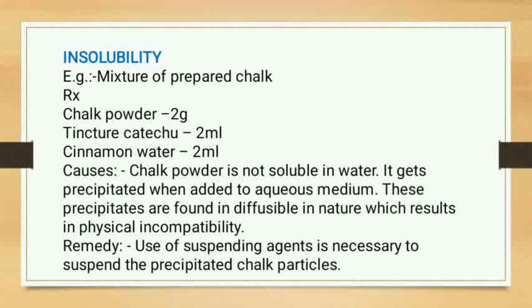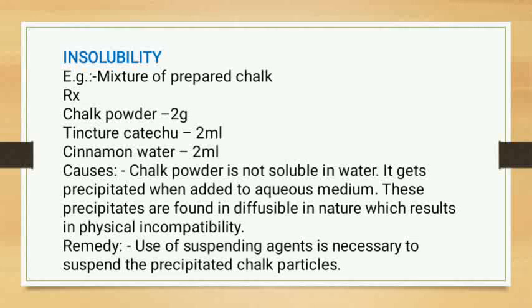So, in a mixture of prepared chalk which includes chalk powder 2 gram, tincture catechu 2 ml and cinnamon water 2 ml. Now here incompatibility occurs because chalk powder is not soluble in water and it gets precipitated when added to aqueous medium. These precipitates are formed in a non-diffusible nature which results in physical incompatibility.